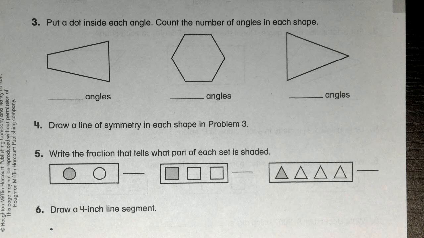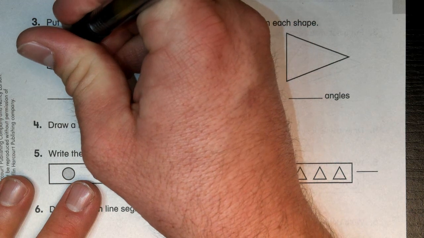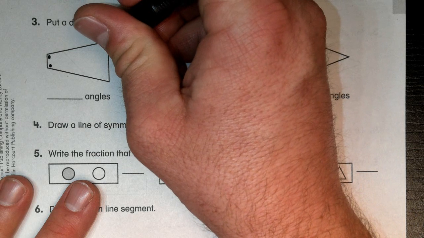Let's take a look at this first polygon. This first polygon has a couple of different angles in it. It has more than a couple, actually. So let's just put some dots in those angles. An angle is basically a vertex.